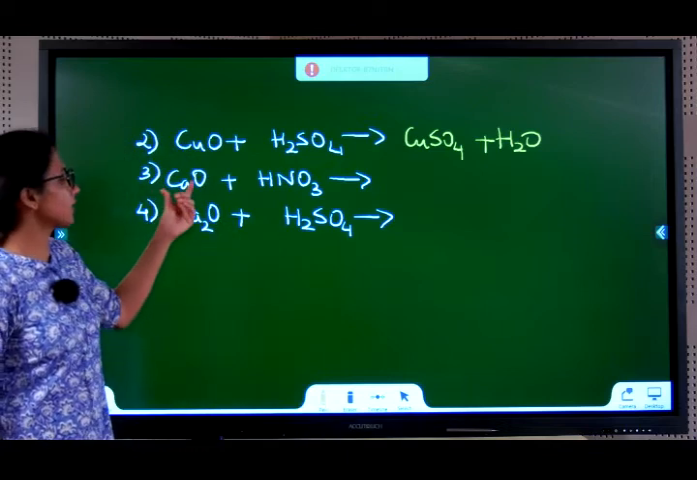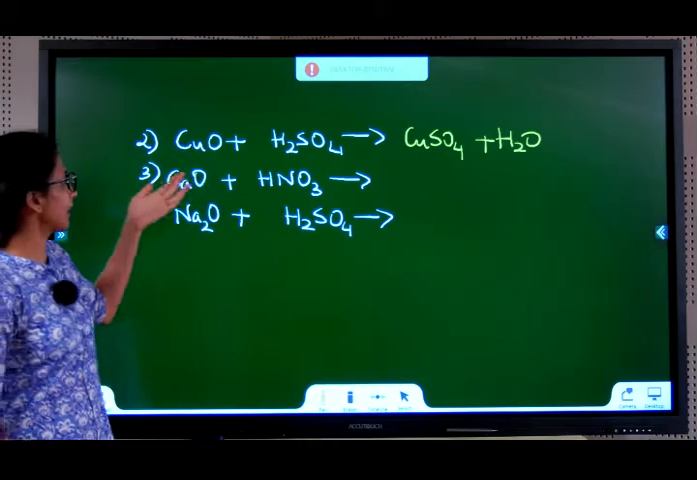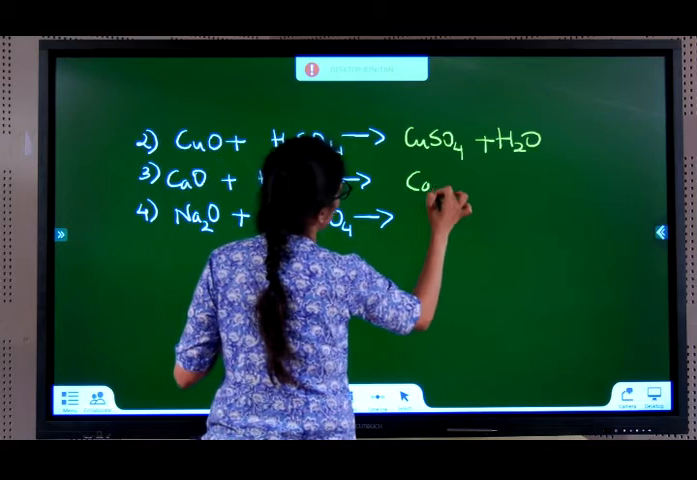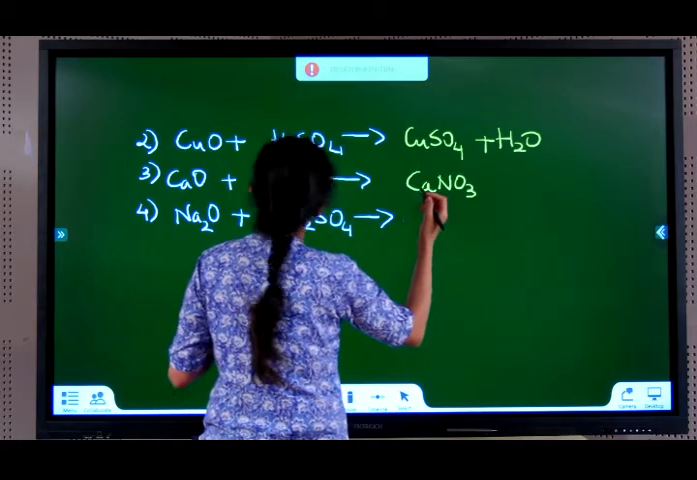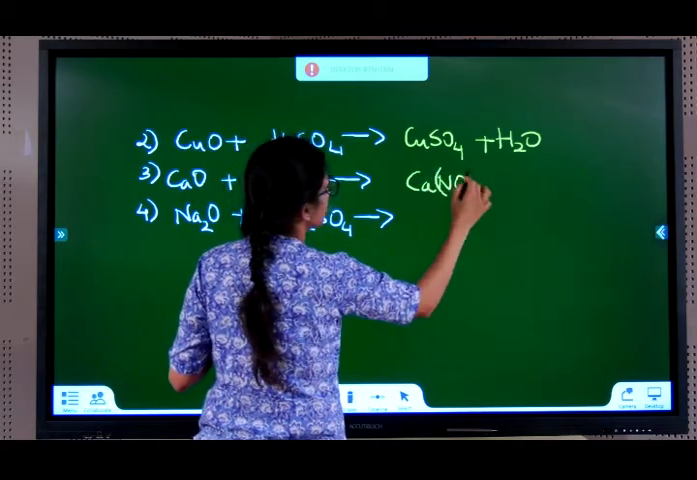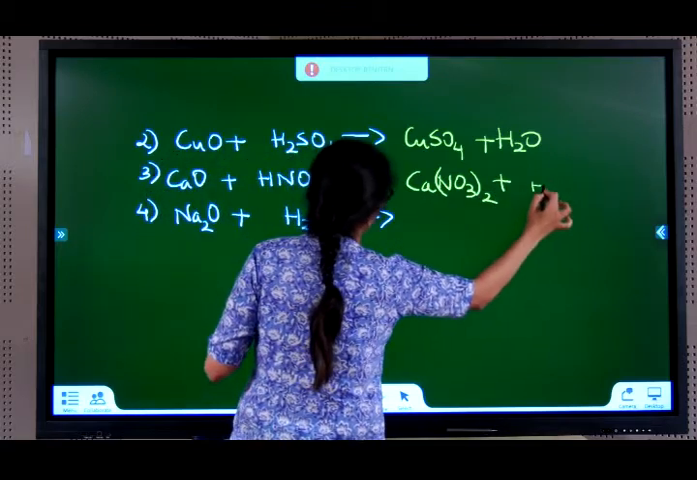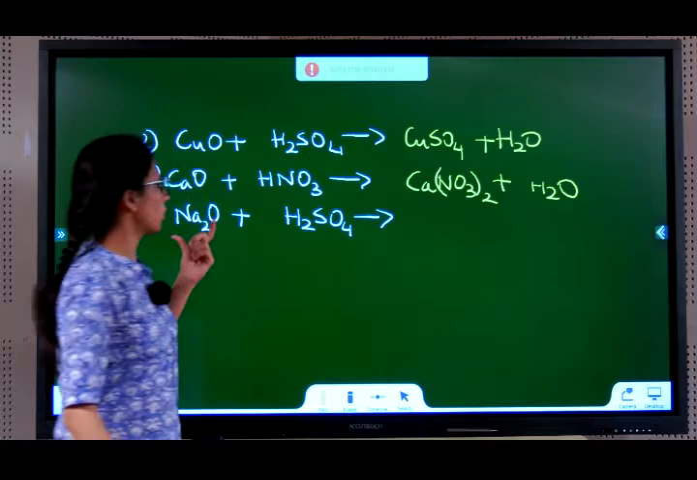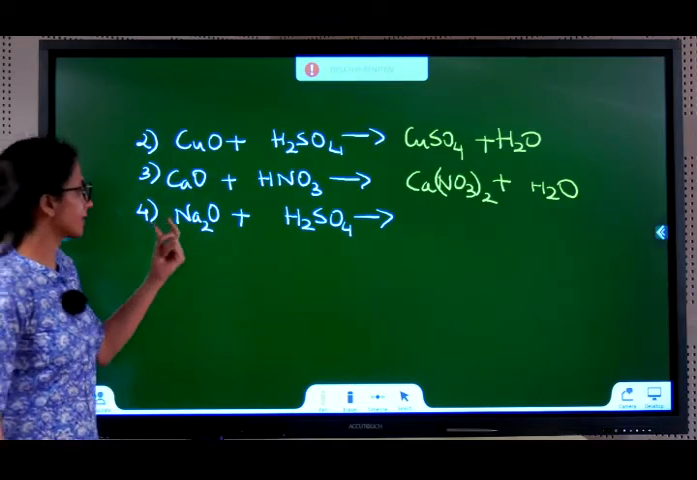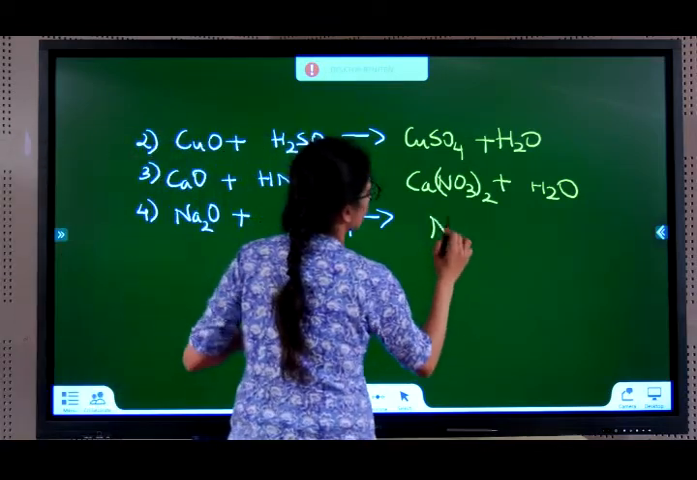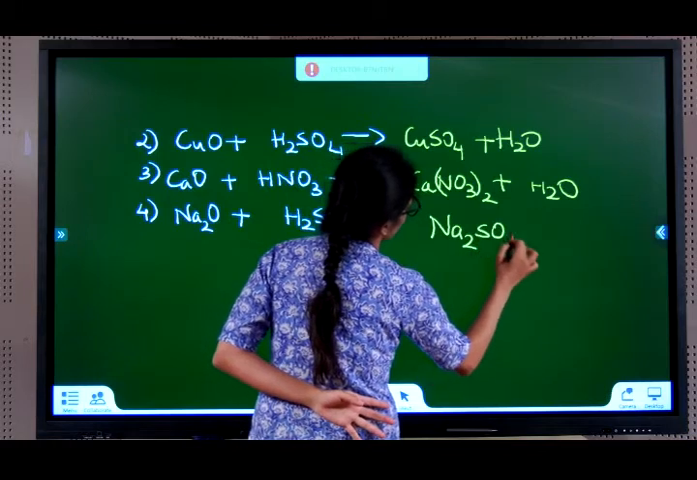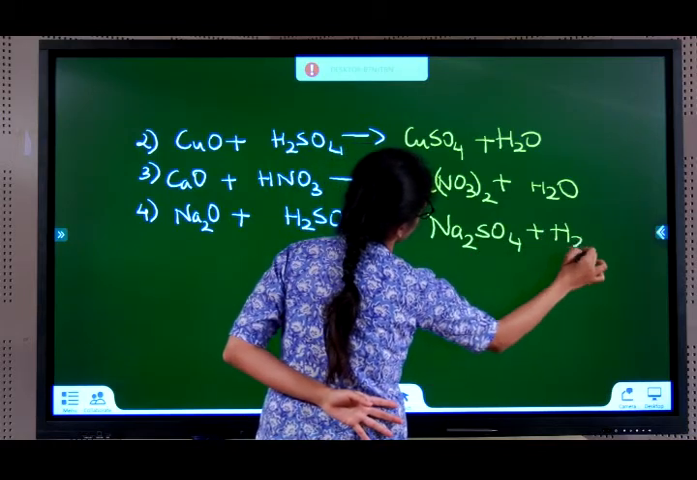Next, calcium oxide with nitric acid, calcium nitrate and water. Calcium nitrate, calcium plus 2, nitrate minus 1, so this gets 2, along with water. Sodium oxide with sulfuric acid, sodium sulfate and water.